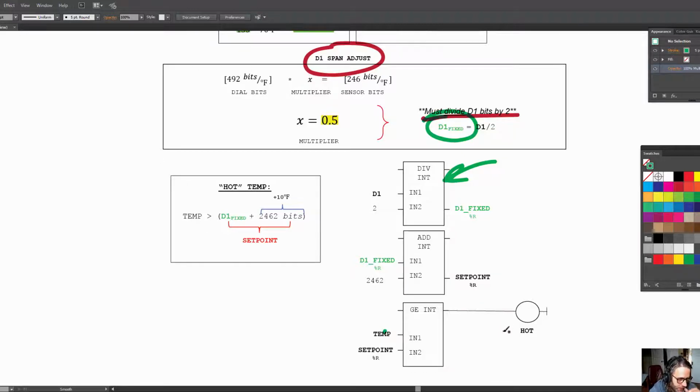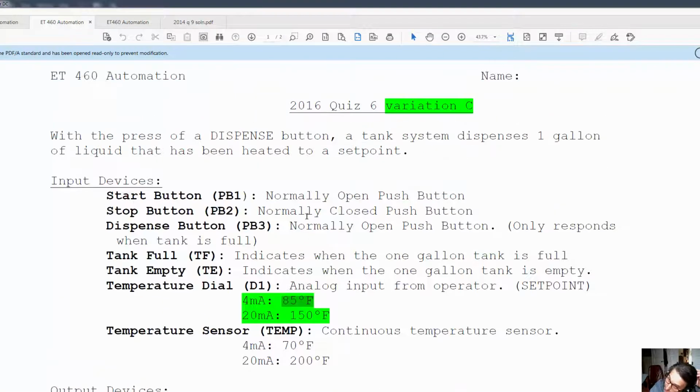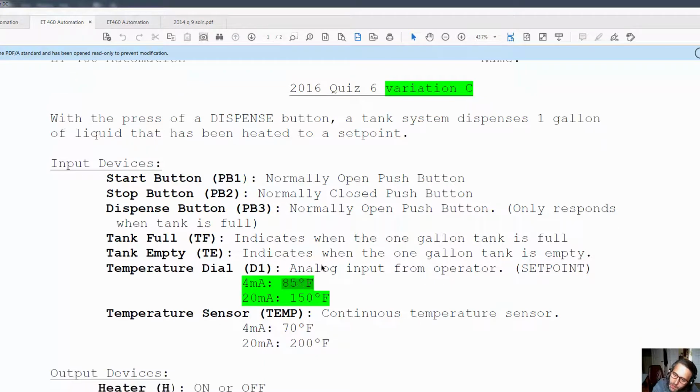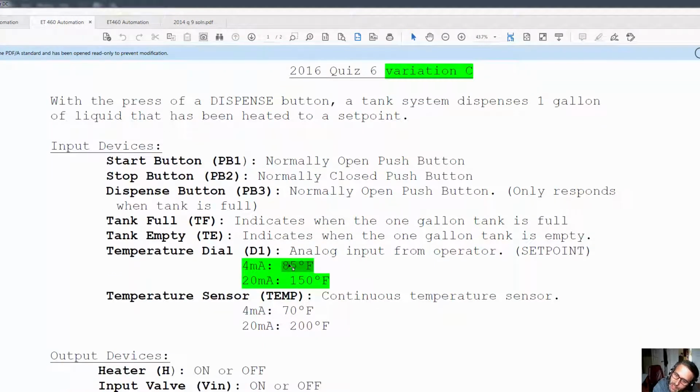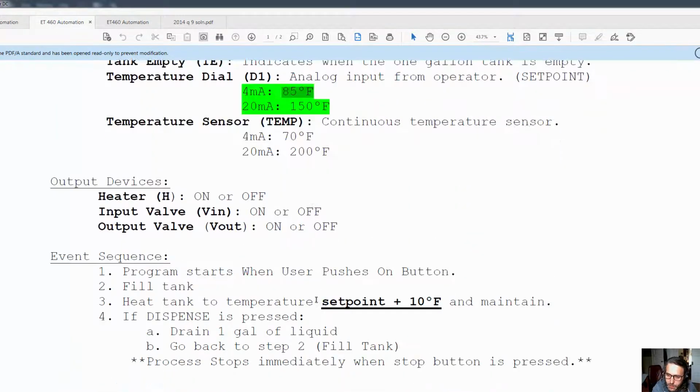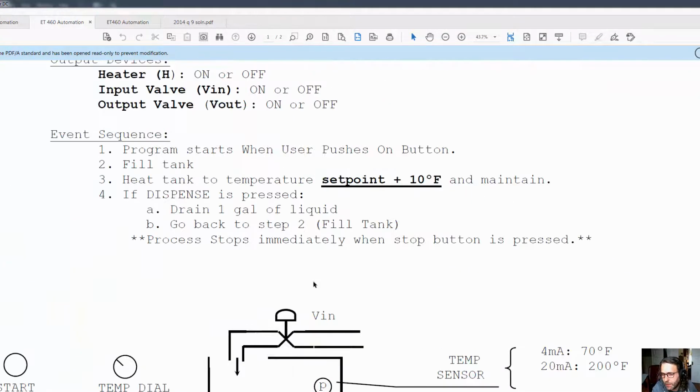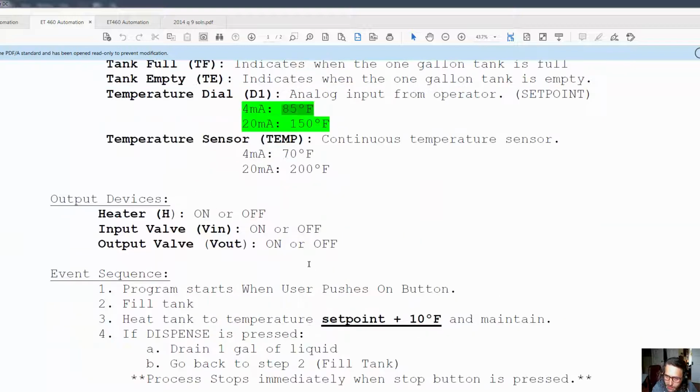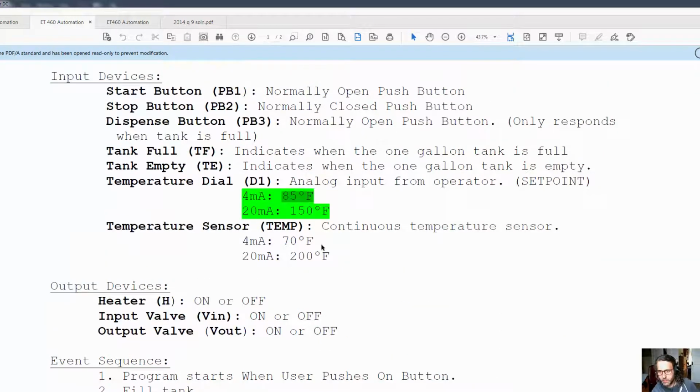All right, so let's look at the third variation. This is 2016 Quiz 6 Variation C. I don't know why I call it Variation C. It's the second and last variation. But in this one, you can see both the span and the 0 for the dial are not matching that of the sensor. The rest of the problem is the same, so I'm not going to go over it. I already recorded a screencast on that.